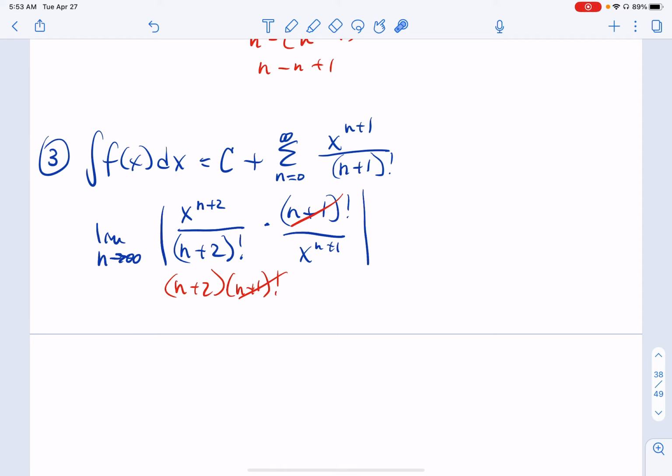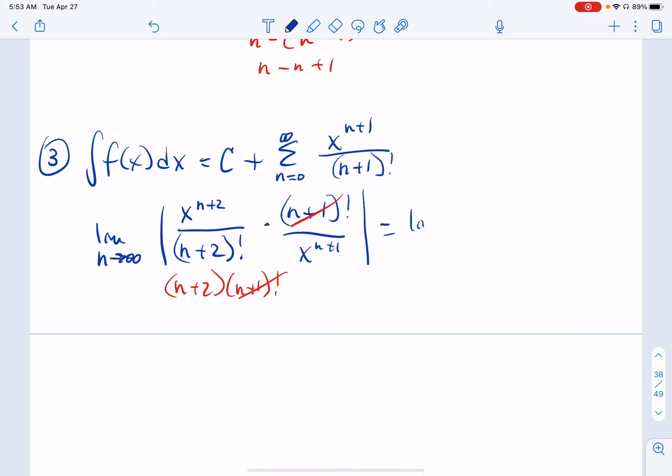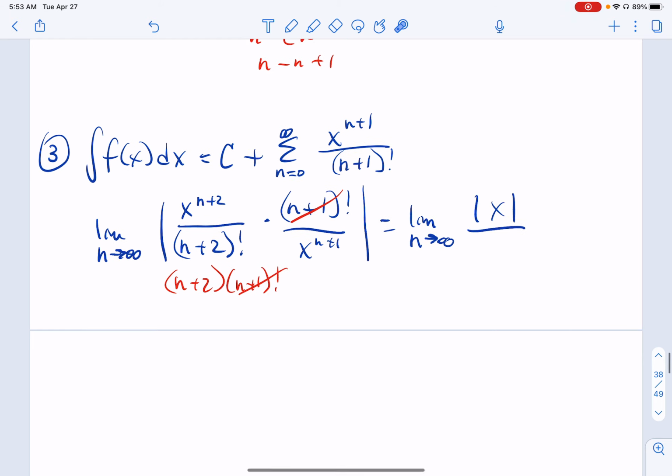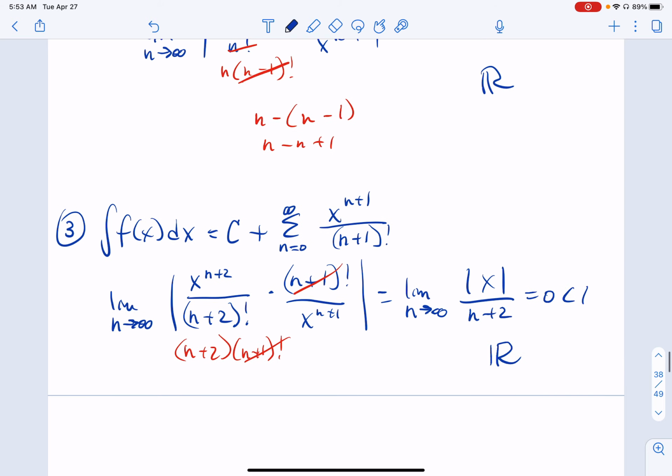The 2 minus 1 gives us the first power, which is equal to the limit as n goes to infinity. We're just left with an absolute value of x up top, and on the bottom we have an n plus 2. It's very similar to what we had before, just a slightly different denominator, which still doesn't matter because this is going to go to 0, which is less than 1, and its interval of convergence is still all real numbers.